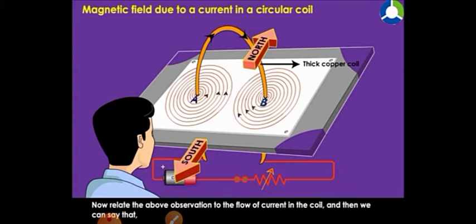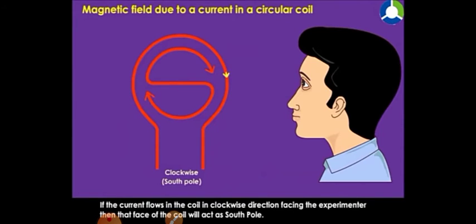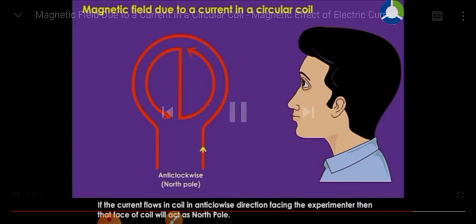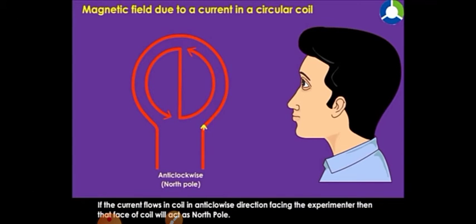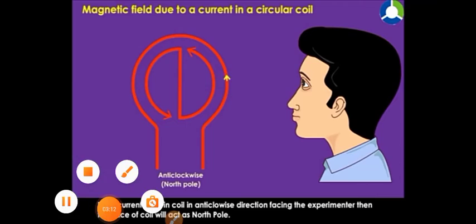Now relate the above observation to the flow of current in the coil, and then we can say that if the current flows in the clockwise direction facing the experimenter, then that face of the coil will act as south pole. If the current flows in the coil in anti-clockwise direction facing the experimenter, then that face of the coil acts as north pole. So here you can see it very nicely.